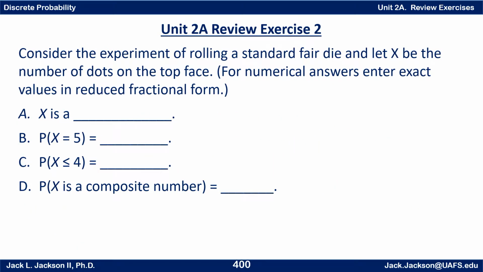Exercise 2. Consider the experiment of rolling a standard fair die and let X be the number of dots on the top face. For numerical answers here, enter exact values in a reduced fractional form. A. X is a fill in the blank. B. The probability that X equals 5 equals blank. C. The probability that X is less than or equal to 4 equals blank. And D. The probability that X is a composite number equals blank. Press pause.